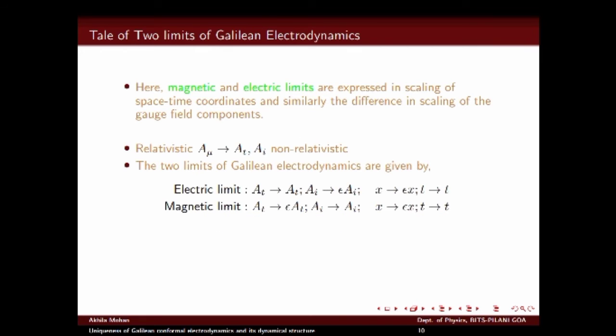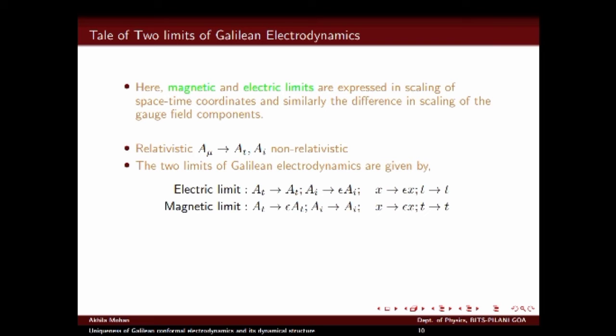And regarding these limits, we can approach these limits by using the scaling of space-time coordinates as well as the difference in scaling of the gauge field components. So this is the relativistic case, gauge field A_mu. We can take the temporal part A_t and A_i separately in the non-relativistic case. These two limits can be expressed as in the electric case, where the dominant part is the temporal part of the gauge field, and in the magnetic case, the dominant part is the spatial part of the gauge field.